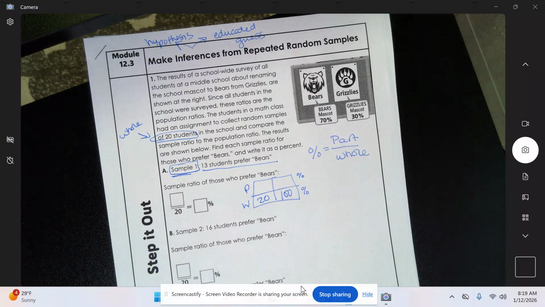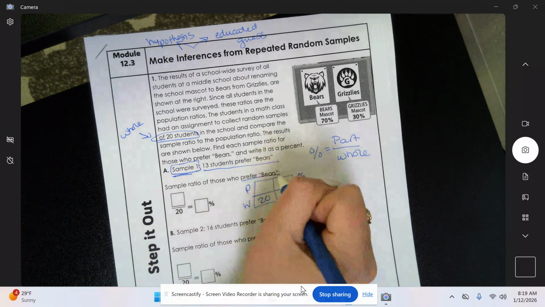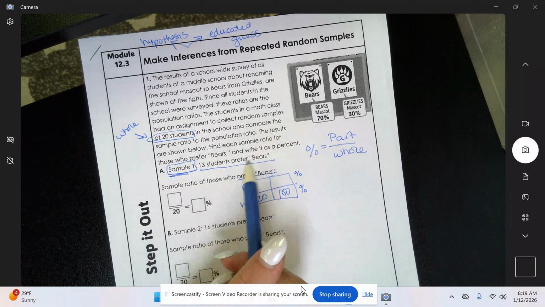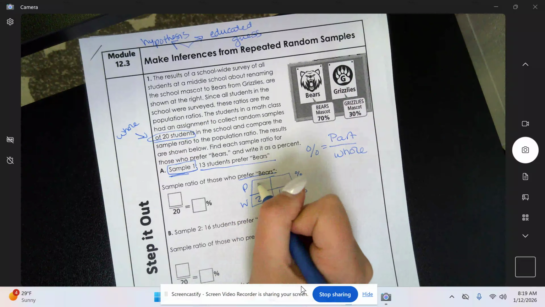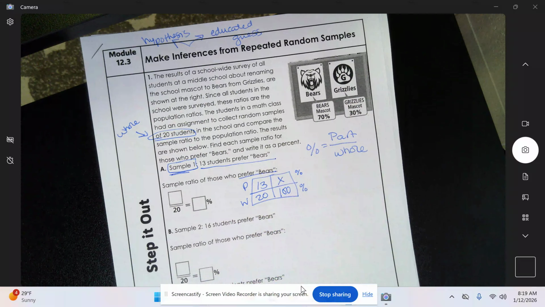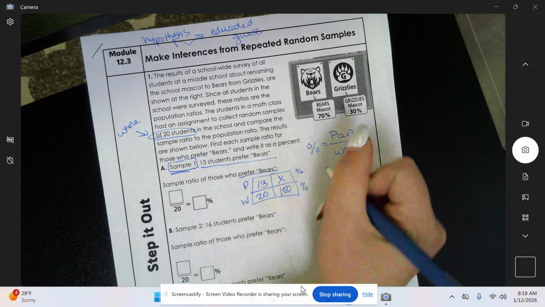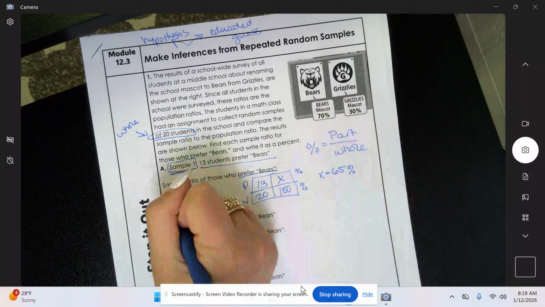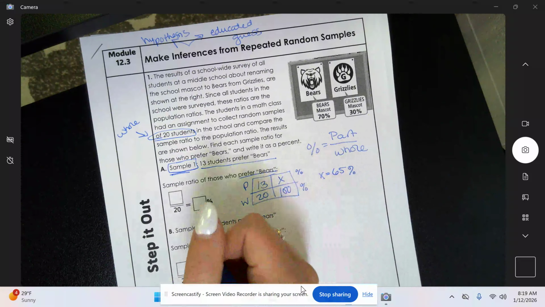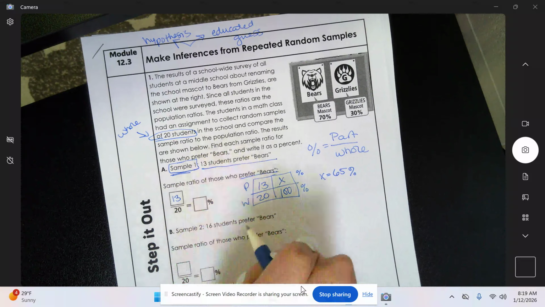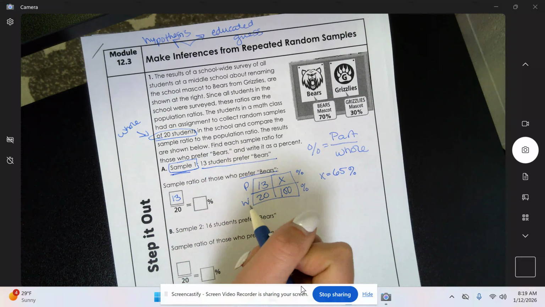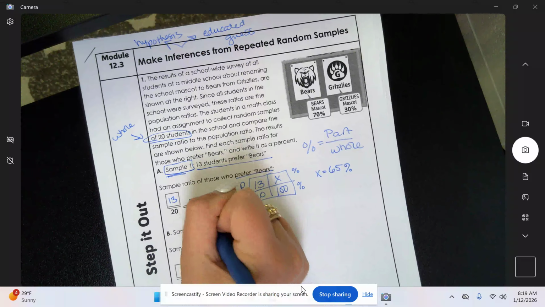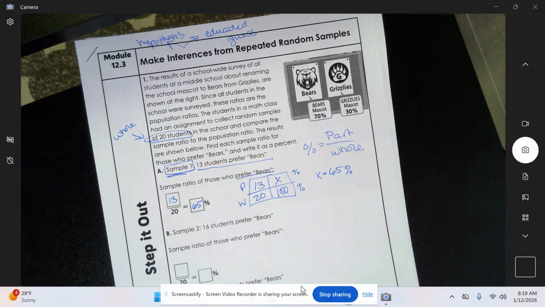We care about how many prefer Bears. Well, according to our survey, how many people preferred Bears? 13. 13 out of 20, which is what percent? So solve your box. X gives me 65%. That's one way, or the way we did it in lesson 2 is we did 13 over 20 and we converted it to a percent, which would still give me 65%. Either way works.